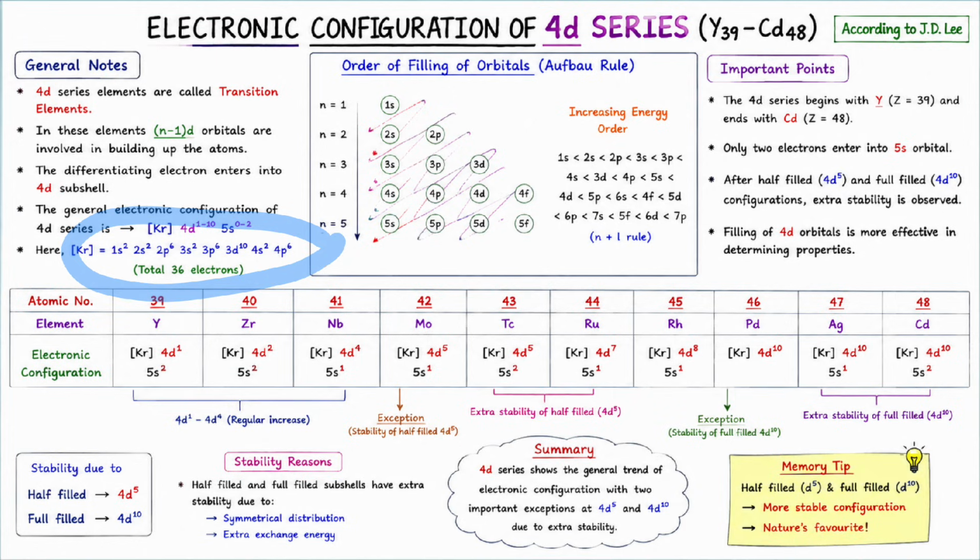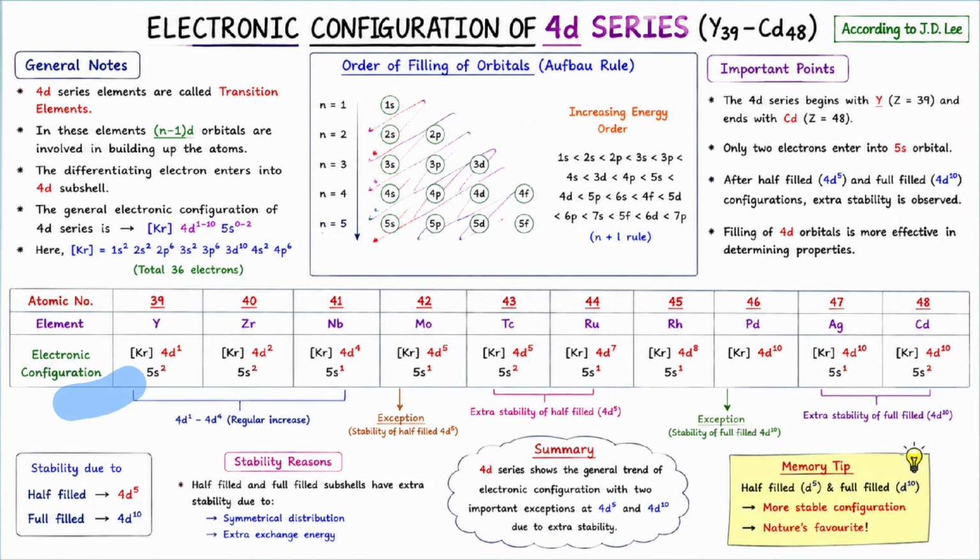If you observe here, the electronic configuration up to here represents 36 electrons. So instead of writing from 1s to 4p6, we can write krypton. From 39 to 48, we will simply use krypton in place of this long electronic configuration. Hope this is clear for you. Okay, now come to this one, yttrium.